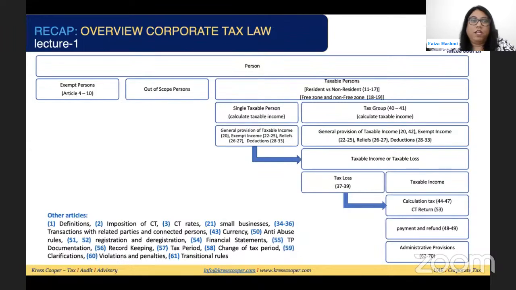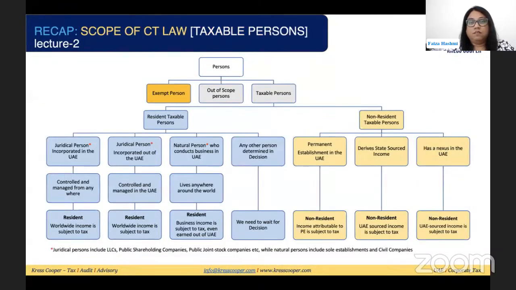So here, for a recap of lecture one, this was where we had discussed, at a high level, all the different provisions of the law, and then we had discussed taxable persons. So there are three kinds of people: exempt persons, which we will discuss later; the out of scope people; and taxable persons. In the taxable persons, we have resident taxable persons, where they are companies. If they're controlled here in UAE, then all the worldwide income will be subject to corporate tax here in UAE.